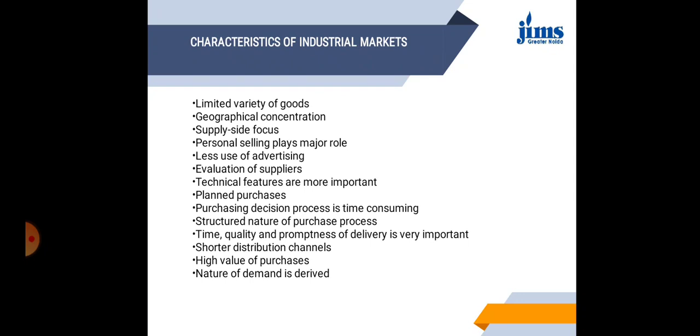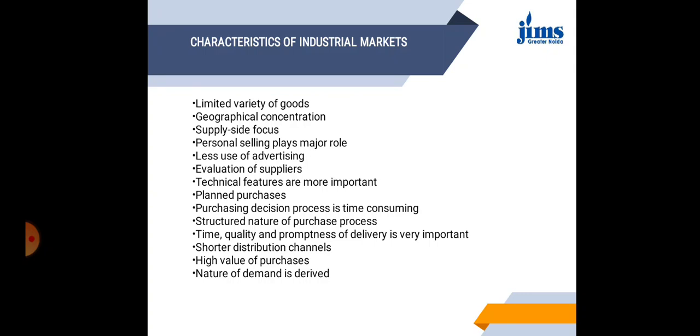Now we will talk about the characteristics of industrial markets. When I talk about industrial markets, in comparison to the consumer markets, there is a limited variety of goods available for industrial consumers. Say for example, if I talk about selling of airplanes to a particular company, I may not be having large variety because it is difficult to have large variety of such high value products. Therefore, unlike shampoo, soaps, hair oils, or let us say clothes, we have limited variety of goods for industrial markets and industrial buyers.